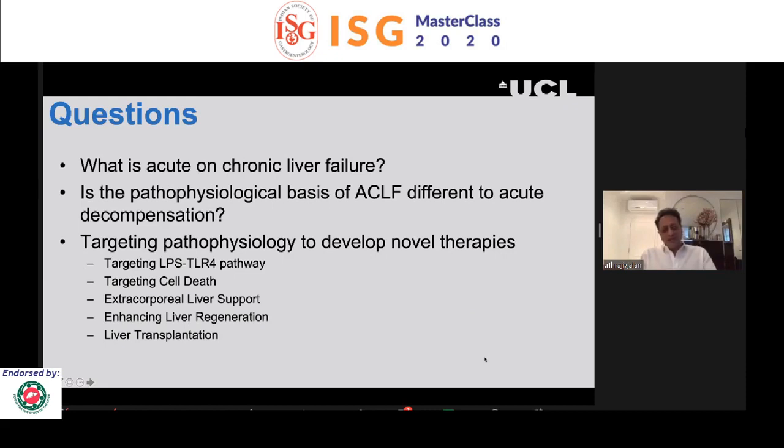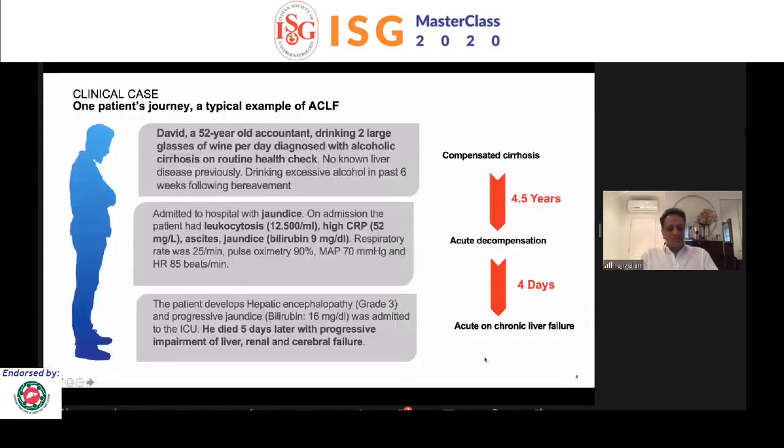And the second element of my talk is really to simplify what is a very complex disease condition, and to break it down so that we can start to think about how we are going to develop therapies for this situation. And I may not go into a lot of detail, but hopefully you'll get a sense for the direction of travel to develop new therapies for this situation.